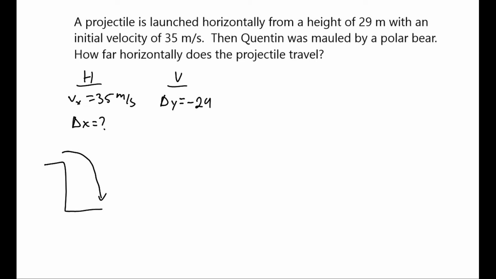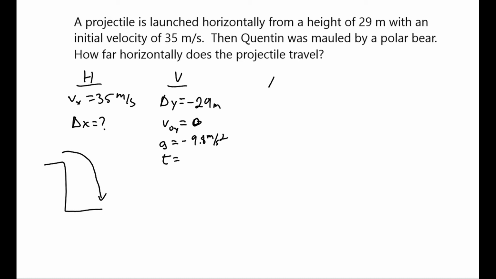Negative 29 meters. What else do we know? Initial velocity in the y direction is 0 because it's thrown horizontally. What else do we know in the vertical direction? So g is equal to negative 9.8 meters per second squared. And so we're going to solve for time here and use that time, with the horizontal stuff, to solve for delta x.